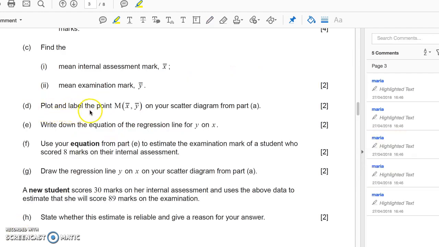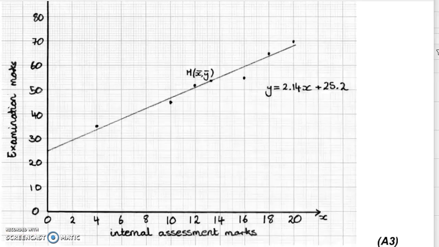Next question: plot and label the point x mean, y mean in the scatter plot. That's easily done. And then write down the equation of the regression line for y on x. So that's the mean value, the 13.3 approximately, and the 53.6.